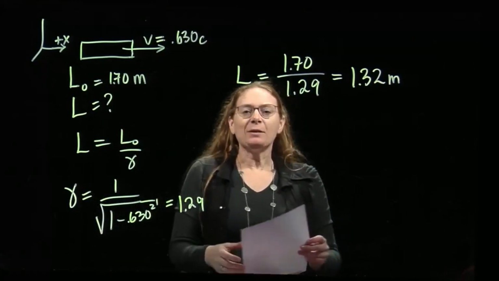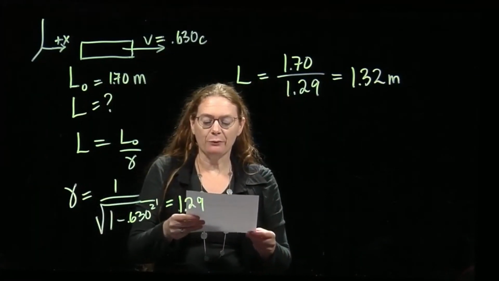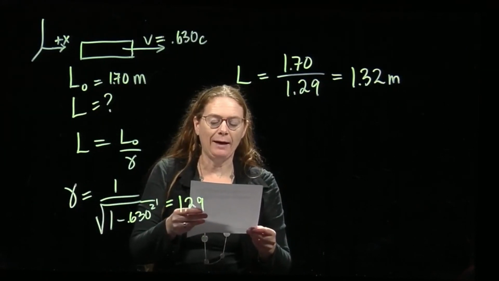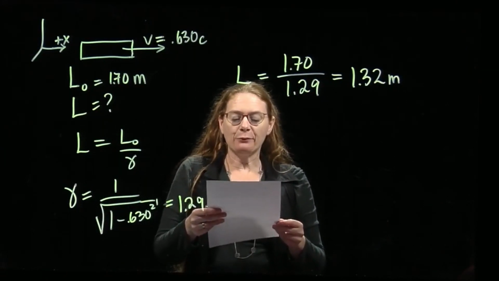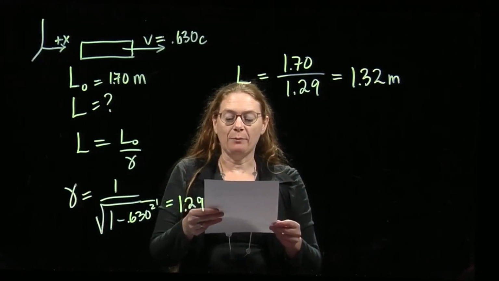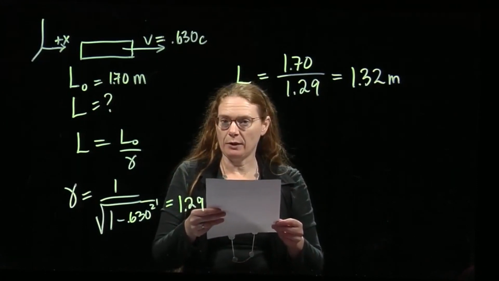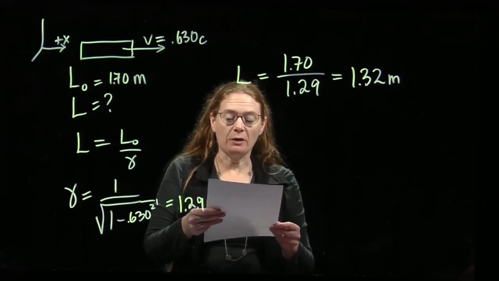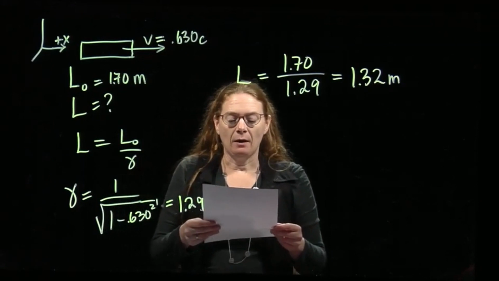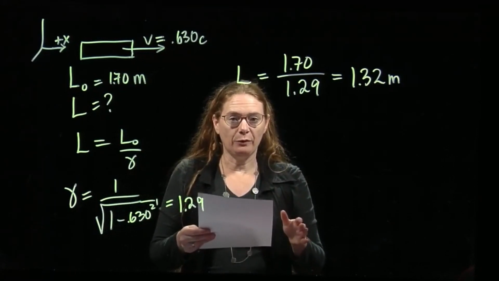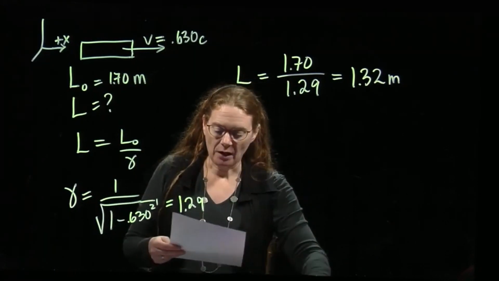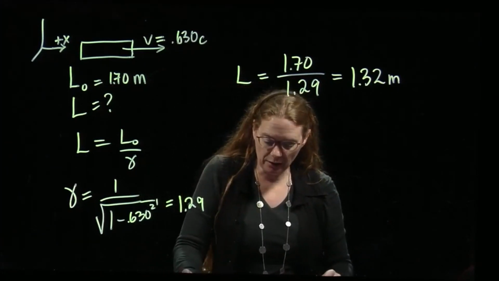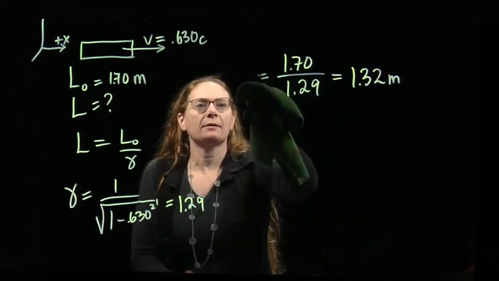Okay, second problem. A meter stick in frame S prime makes an angle of 30 degrees with the x prime axis. If that frame moves parallel to the x-axis of frame S with speed 0.90 c relative to frame S, what is the length of the stick as measured from S? Okay, so S prime is moving, S is holding still, and we have a meter stick making an angle of 30 degrees with the x-axis.